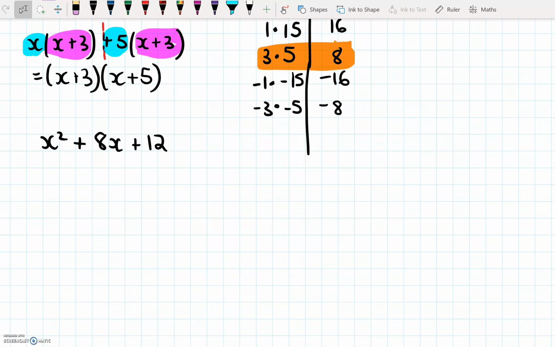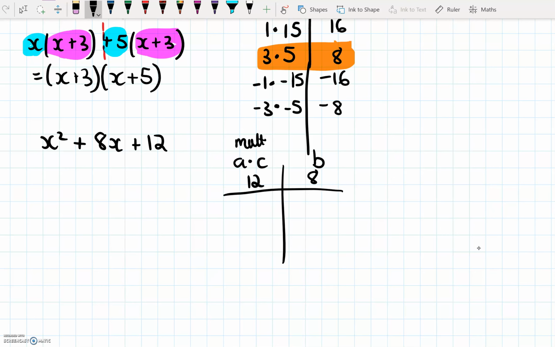Okay, so again, we make a little table. We want A times C, and we want B. So A times C is 1 times 12, which is just 12, and B is 8. So we want to look for numbers that multiply to give 12, and that add to give 8. And if you forget which one it is, remember it's always A multiplied by C. So that means that they're the numbers that need to be multiplied. That's an easy trick just for remembering it.